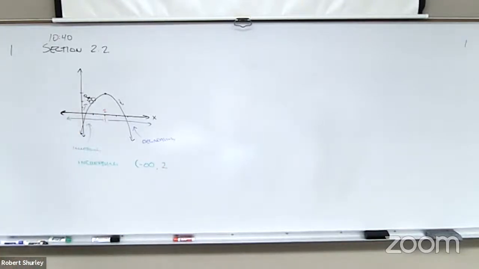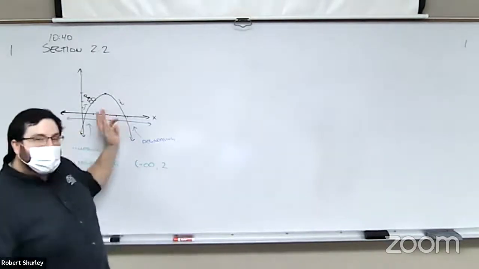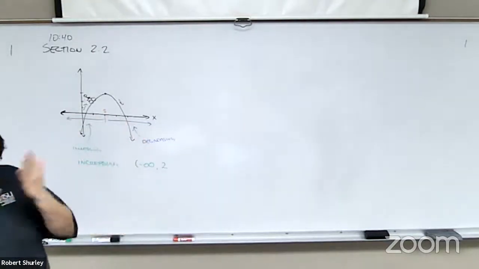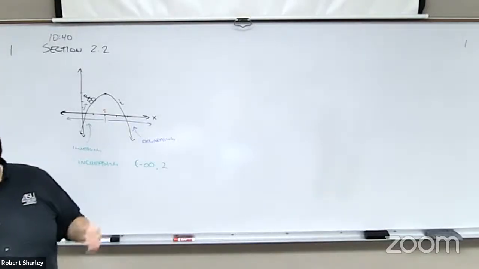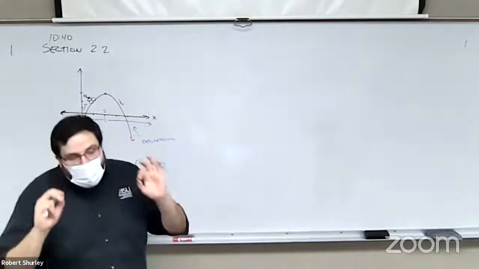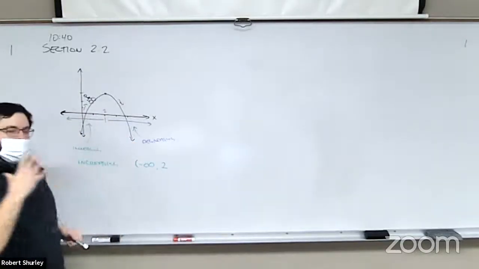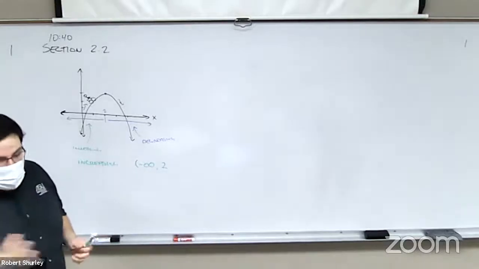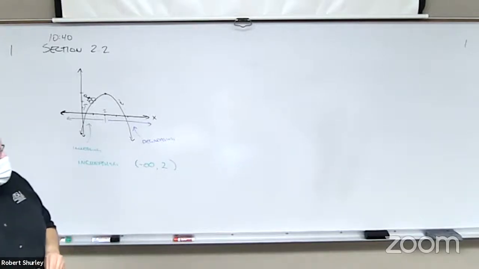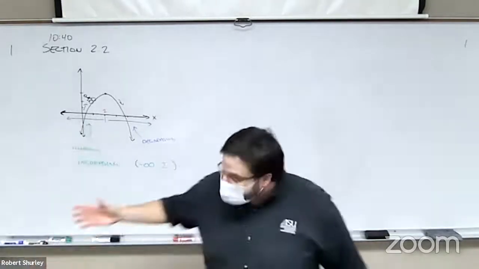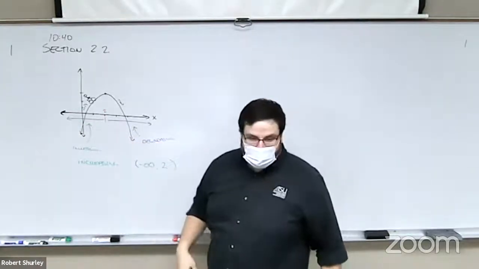Now, here's the thing with intervals, though. You would never include a turning point because a single point is not increasing or decreasing, okay? So because of that, it would always get a parentheses because we're not including it in the interval. If we included it in the interval, it would get a bracket, okay? So we're going to put a parentheses right there. This thing increases from negative infinity to 2, okay?